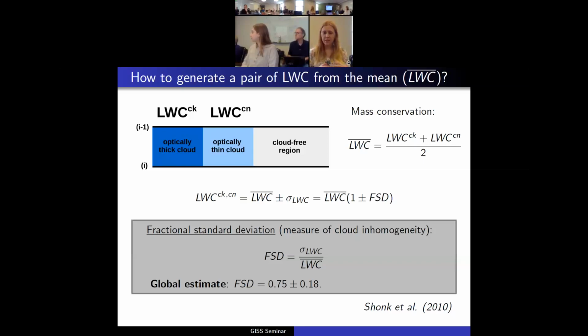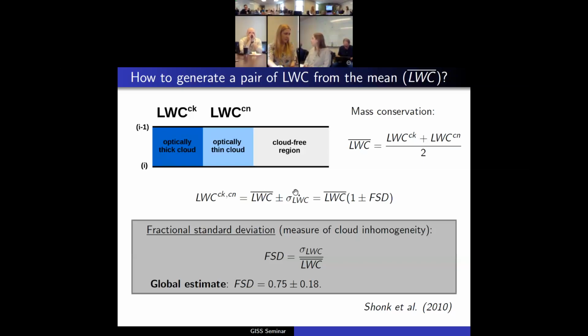And in a very simple configuration where we simply divide the layer cloudiness into two equal parts, we can write this mass conservation law as shown here on top right. So we definitely want to conserve the mass of liquid droplets within the layer when we do the split. And then a very simple way of generating a pair of these values is simply by adding and subtracting one standard deviation from the mean value.